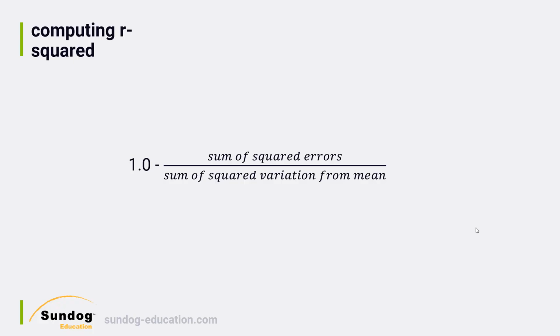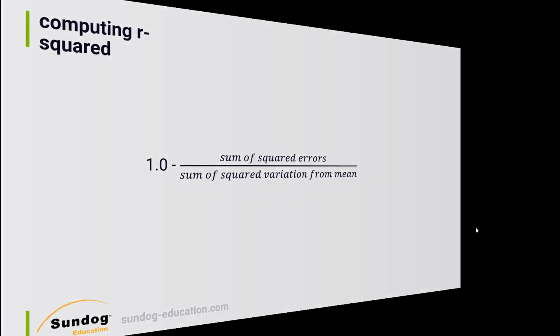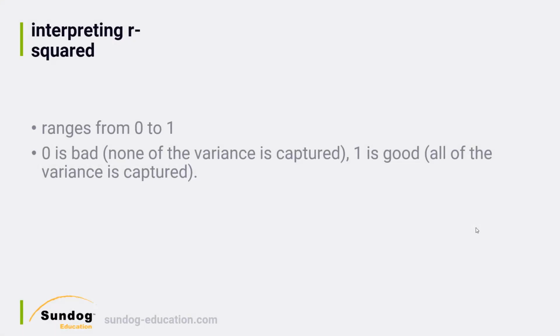And R squared is just 1 minus the ratio of those two things, the sum of squared errors over the sum of squared variation from the mean. And that way we get this measure of how well our model captures the actual variance in our data. R squared can range from 0 to 1, and the way to interpret it is 0 is bad, meaning that none of the variance in the data was captured, and 1 is good, meaning all of the variance in the data was captured.